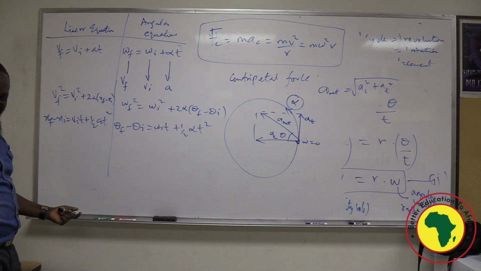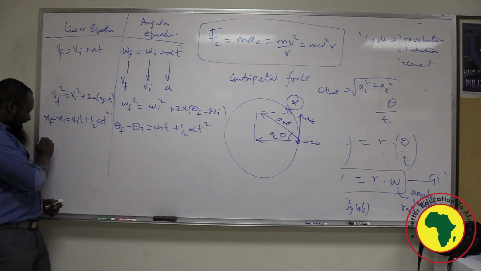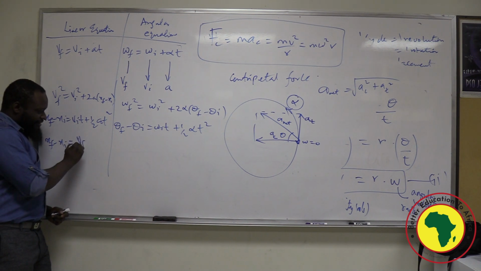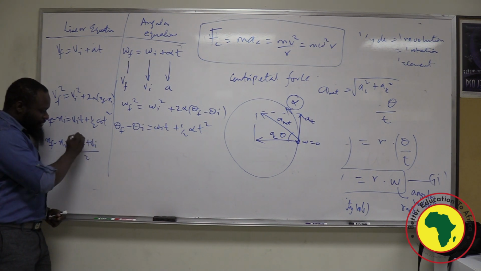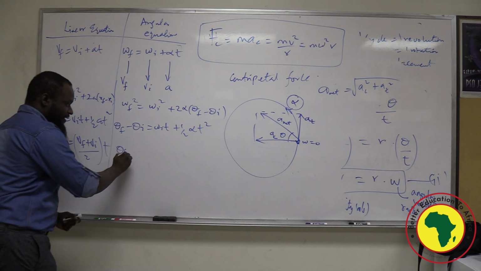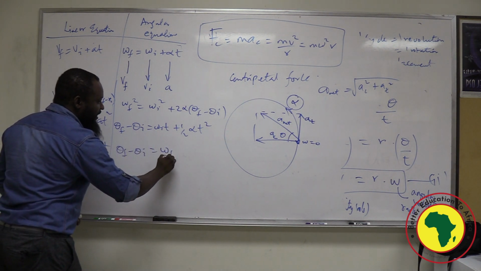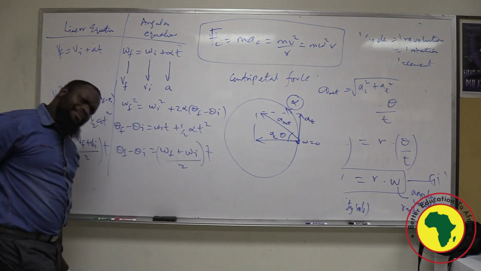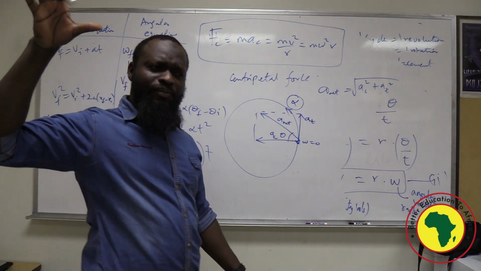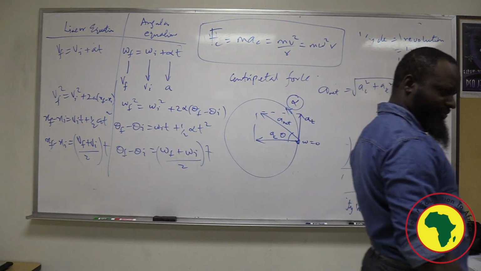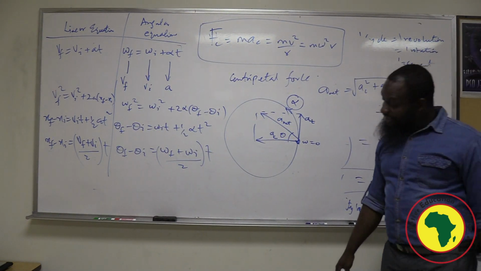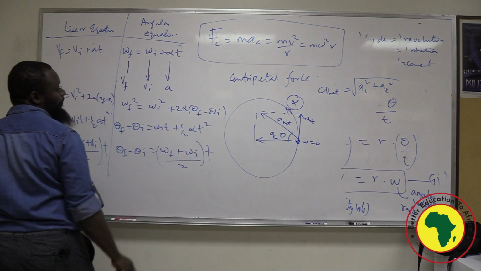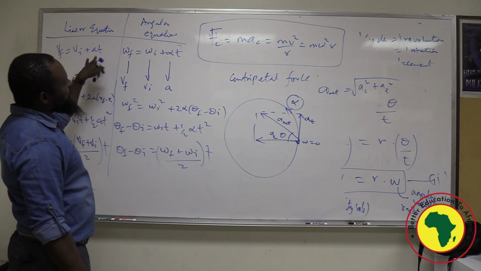You see everything now? The same. I say x final minus x initial is v final plus v initial divided by 2, times t. The same thing here: theta final minus theta initial is omega final plus omega initial over 2, times t. The same kinematic equations. You solve the problems the way you solve problems in the linear case.